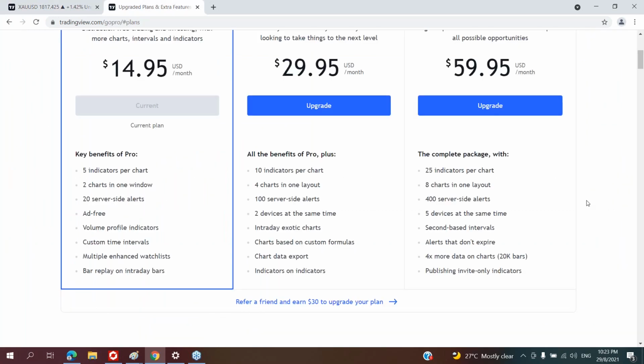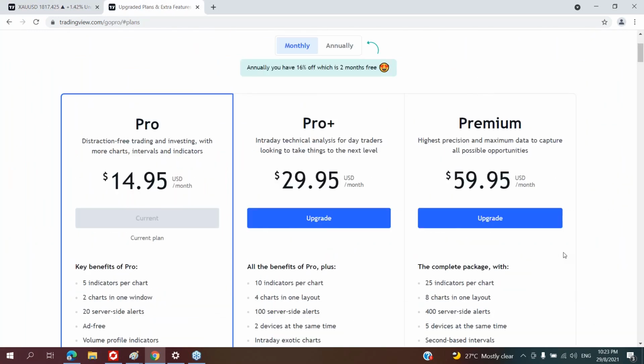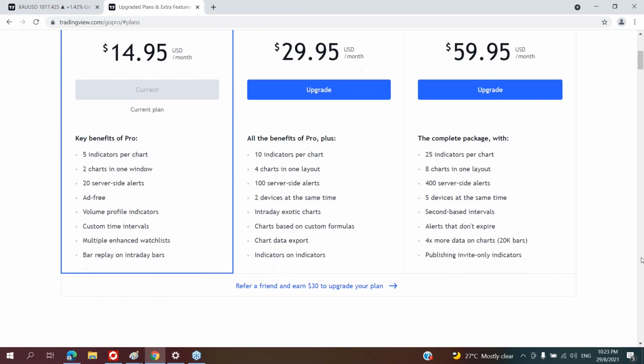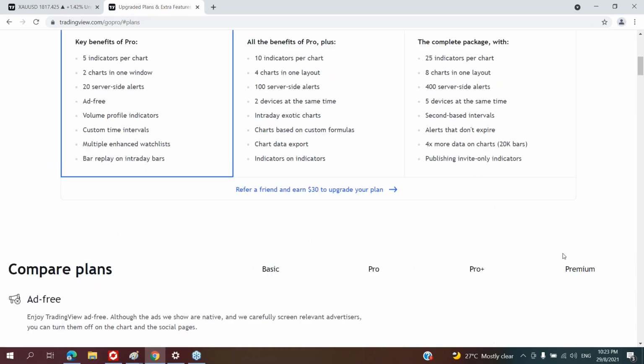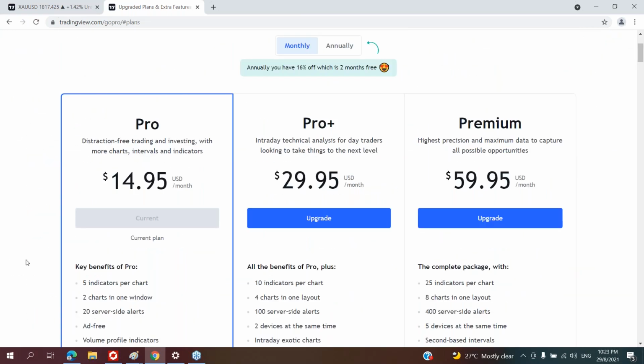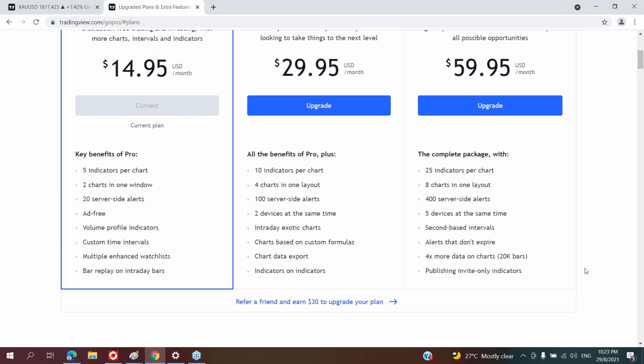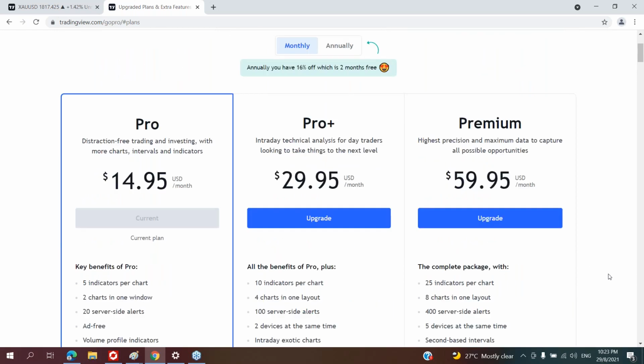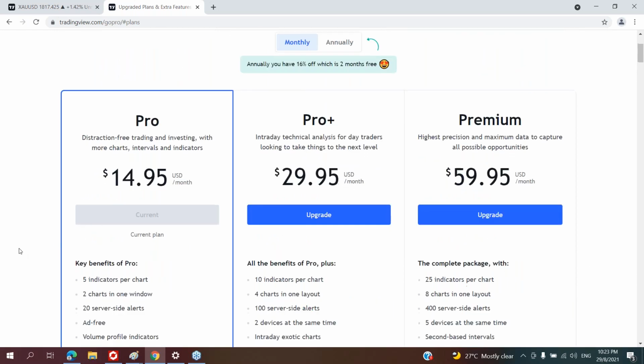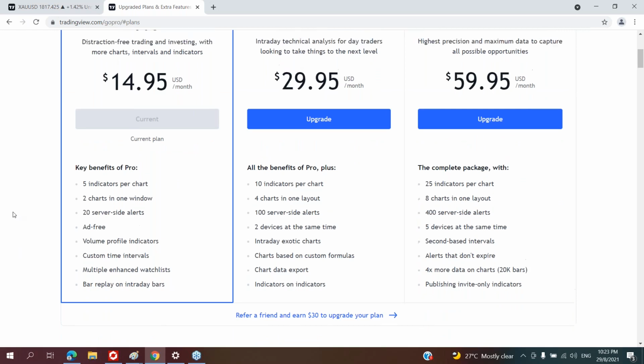And this is the pricing of TradingView. This is for monthly. You can try the monthly, or they have a free plan for 1 month, and you just go with it. It's okay.